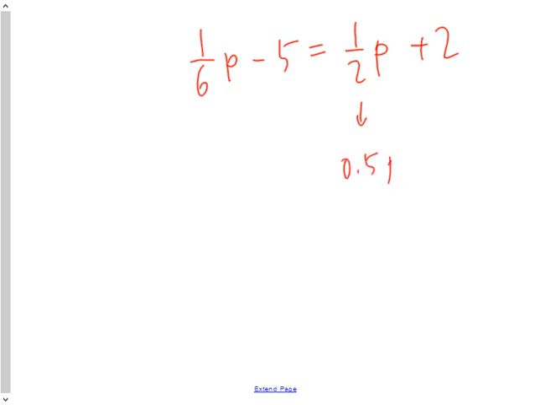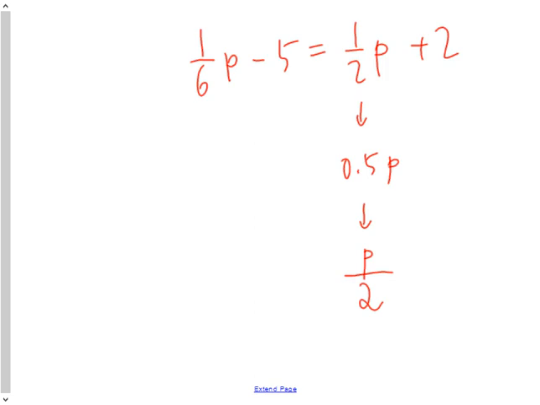In the second question, B, you have 1/6 p minus 5 is equal to 1/2 p plus 2. Now for me, I think we already talked about this before. There's various ways we can write this one, and you should be familiar with all 3. You could write it as a decimal coefficient, you can write it as a fractional coefficient, or you could write it as half of p.